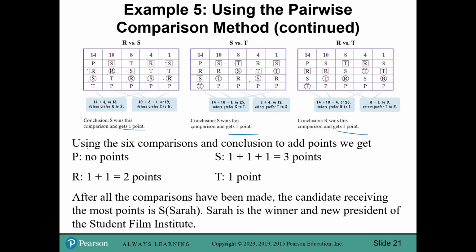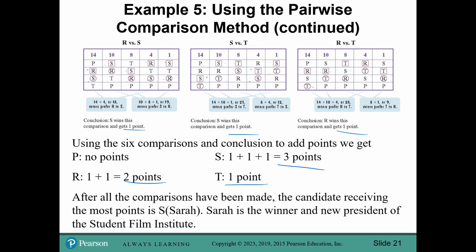And what we see overall is that S has 3 points overall, R has 2 points overall, and T has 1 point overall, meaning that S, or Sarah, is the winner and new president of the Student Film Institute with the pairwise comparison method.